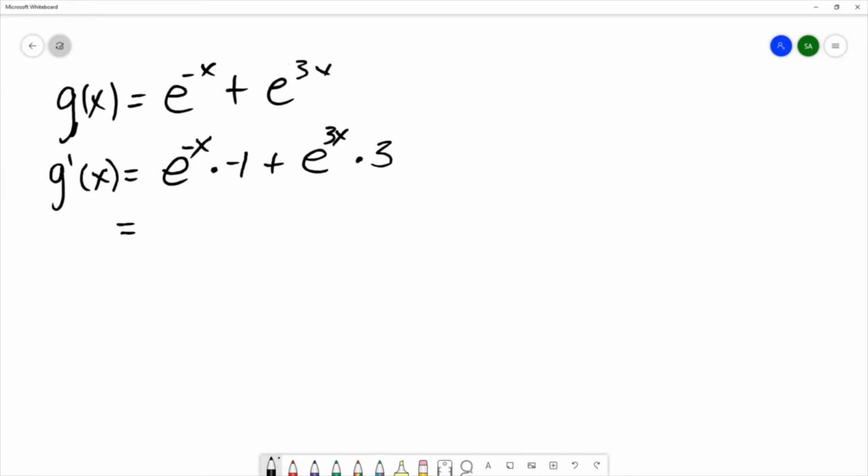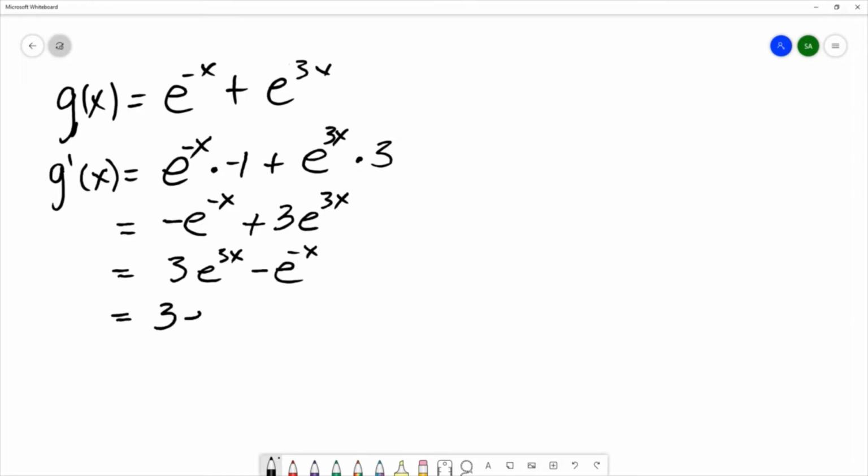And we'll do a little bit of simplifying. So I have negative e to the negative x plus 3e to the 3x. And that's 3e to the 3x minus e to the negative x. So I'm going to rewrite this as 3e to the 3x minus 1 over e to the x. And I'd like to write this as a single fraction.